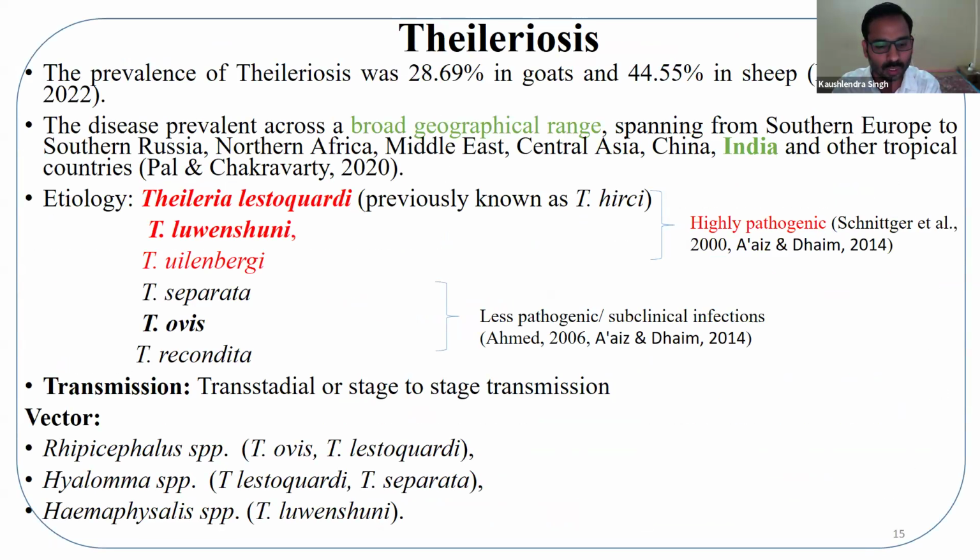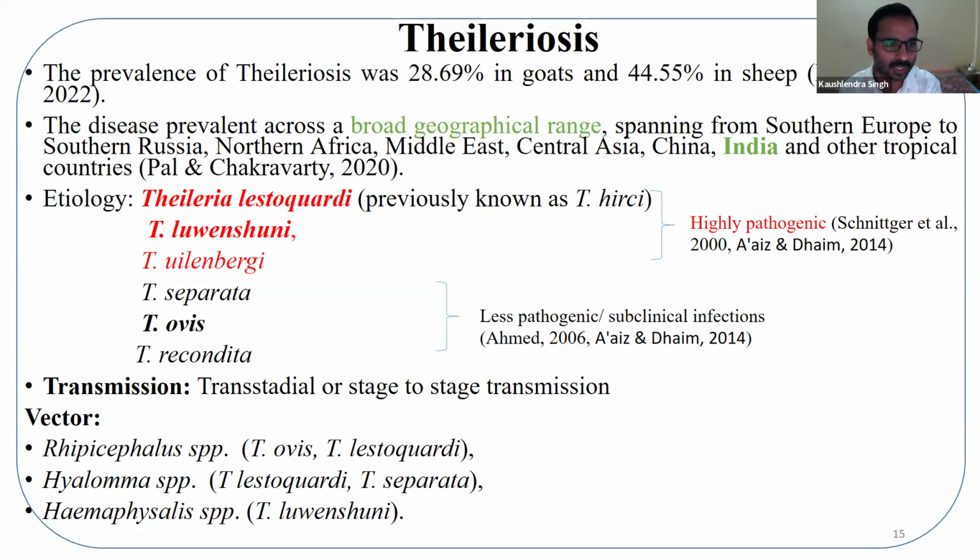Coming to theileriosis. In 2022, Dr. Ritu Ugelia conducted a meta-analysis study on the prevalence of theileriosis in small ruminants and reported a prevalence of 28.69% in goat and 44.55% in sheep. And the disease is prevalent across a wide geographical range, including India, and also in the tropical and subtropical regions of India.